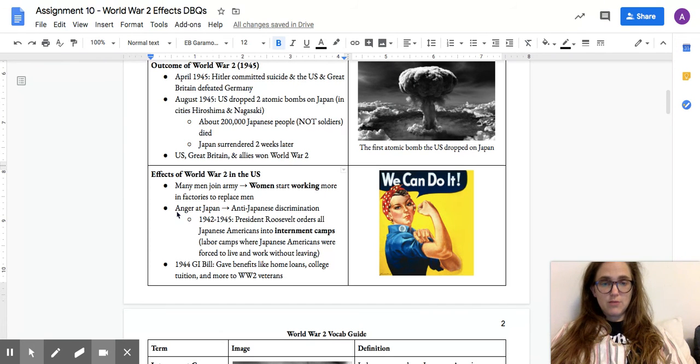They were sent to labor camps where they were forced to live and work. They were not allowed to leave for several years. All their property was taken by the government, okay? The army rounded them up and put them in these internment camps until after the war ended, okay?